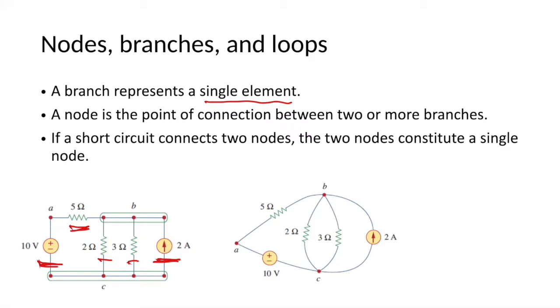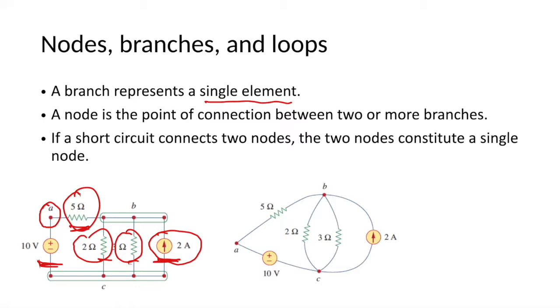So here we can see that the voltage source and the resistor are connected at point A. So A is a node. And we also see that the 5 ohm resistor, the 2 ohm resistor, 3 ohm resistor, and the 2 ampere current source are all connected to B.